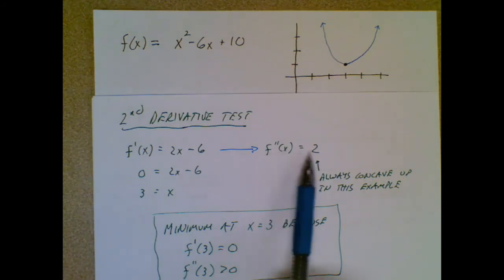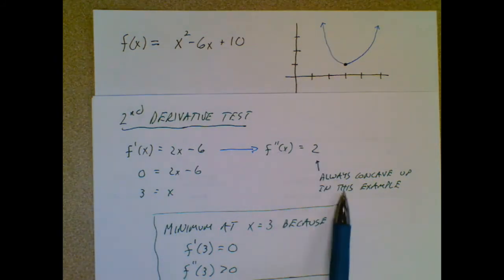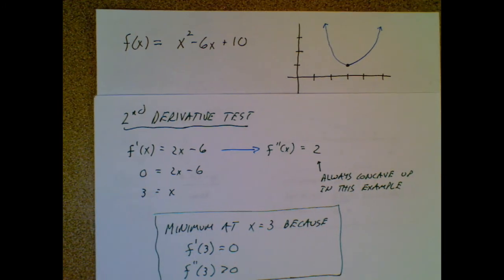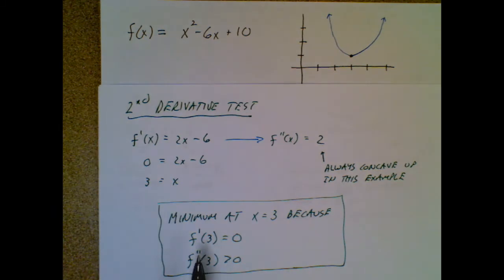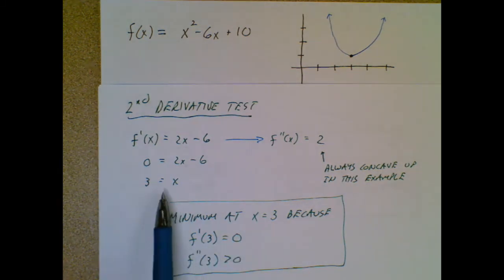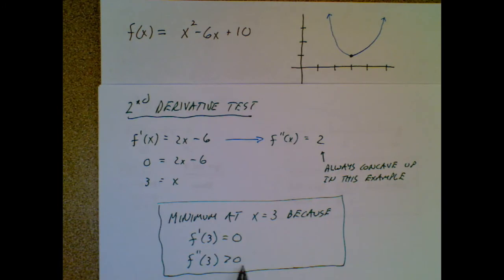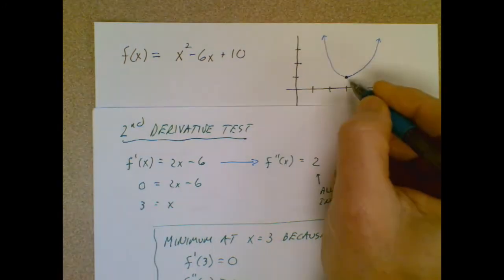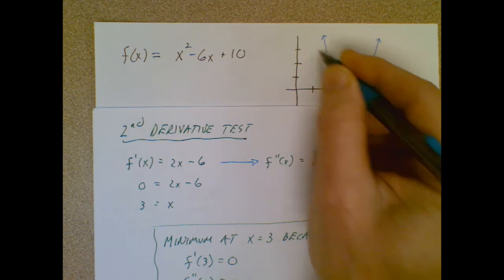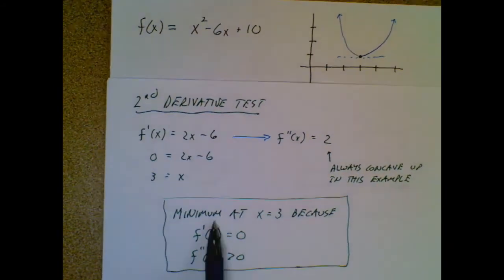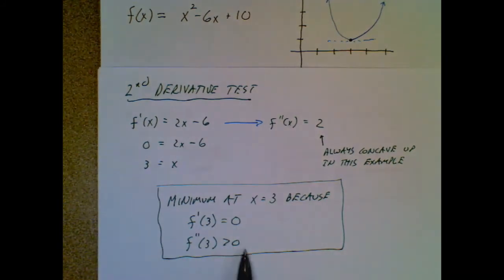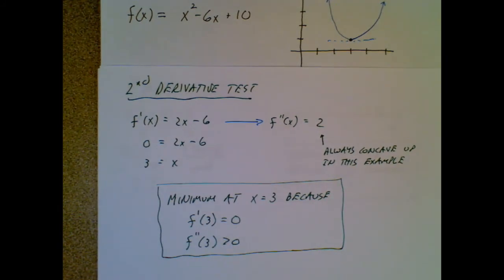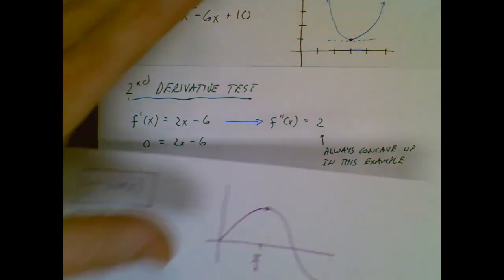Since my second derivative is 2, that means my function is always concave up. So at x equals 3, I have a horizontal tangent, and it's in a concave up stretch. Look up at the graph, I have a horizontal tangent in a concave up stretch, so I have a minimum. The second derivative justification for my minimum, just like I could have done it with the first derivative test. Let's look at one more example.